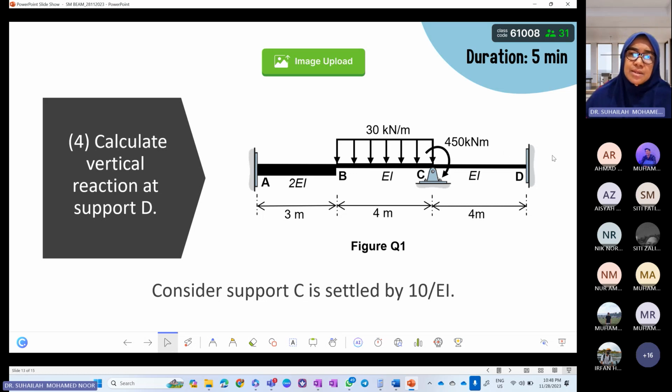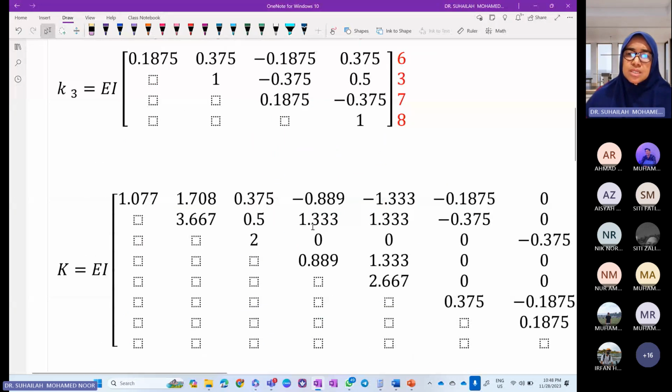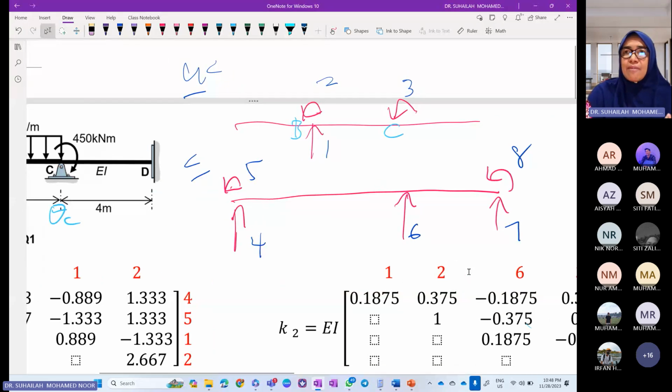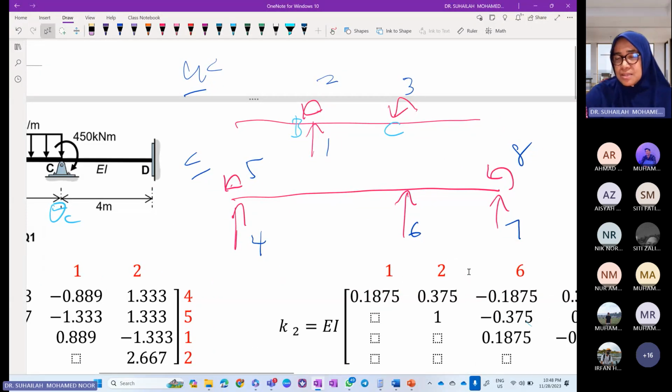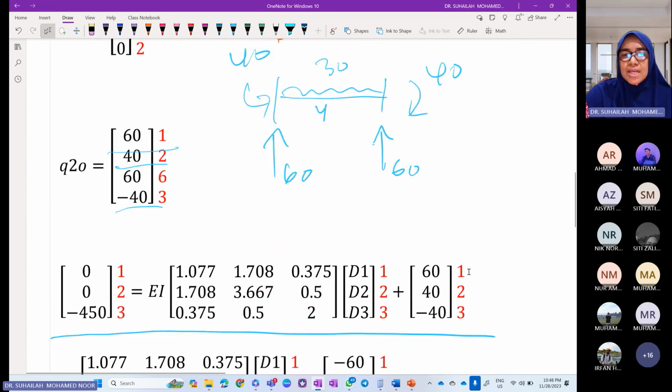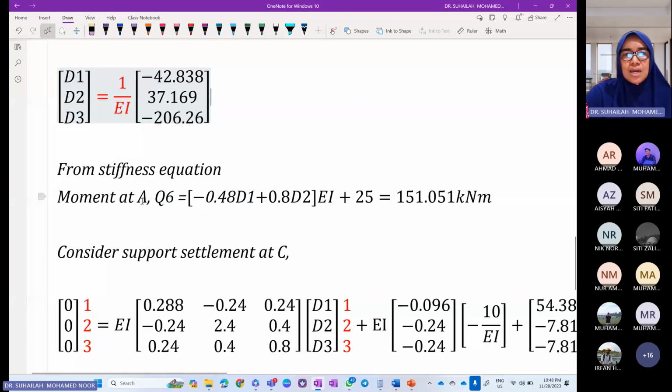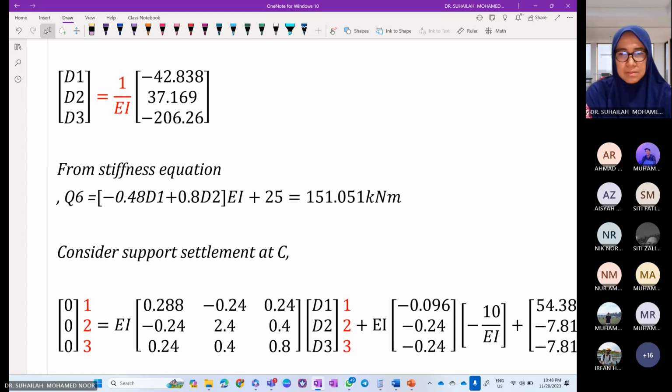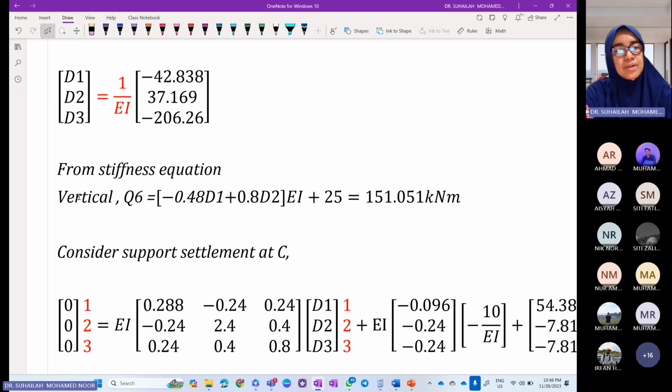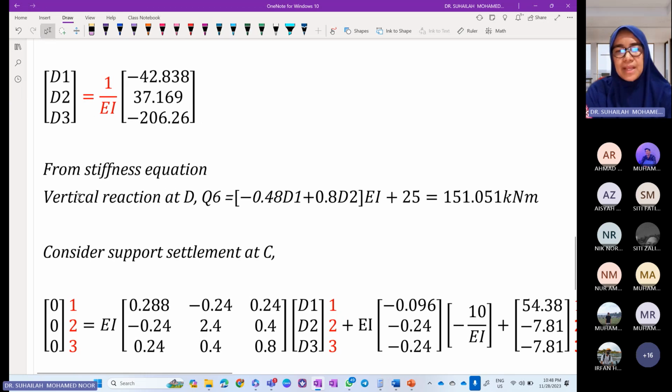Okay? So look at the diagram, the first diagram that we sketched. At D we label as 7, position number 7. Position number 7 means that the dy is Q7. Vertical, it is vertical. Vertical reaction at D and we use 7.